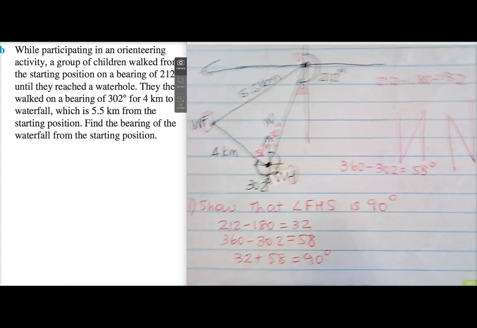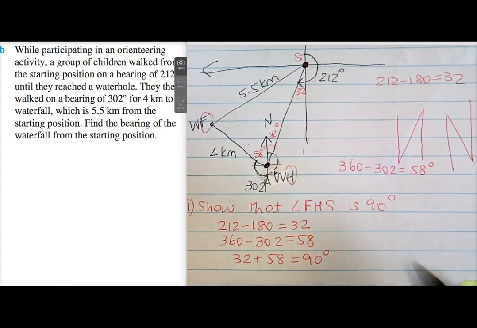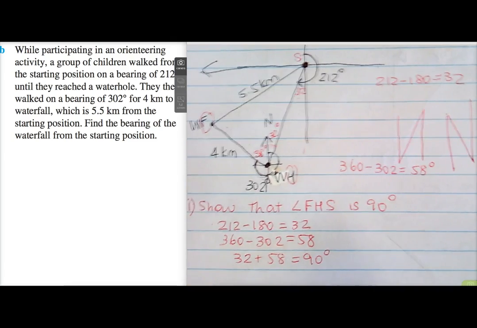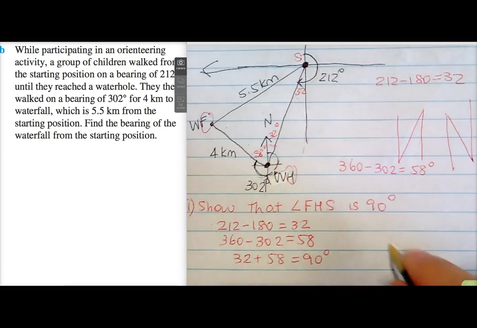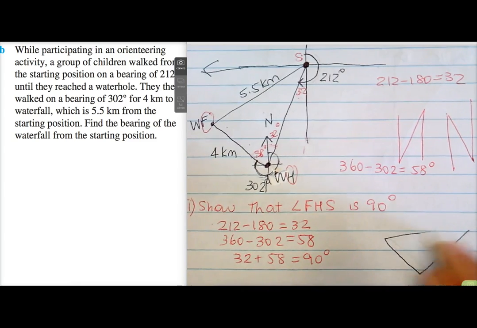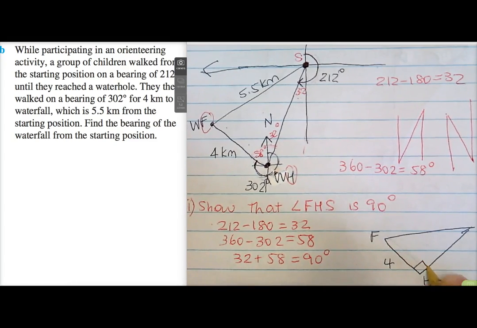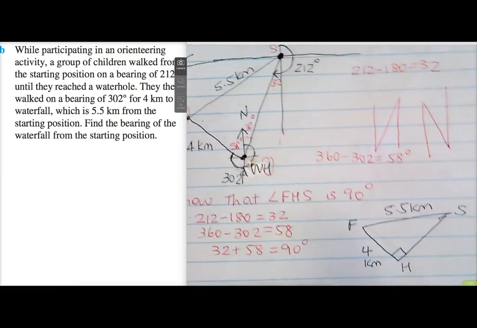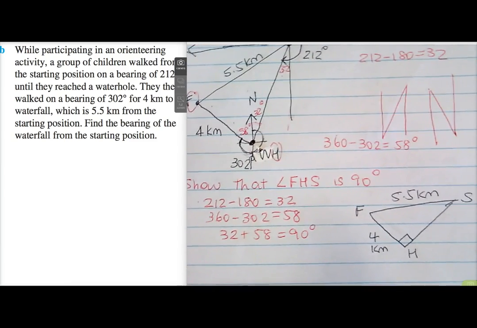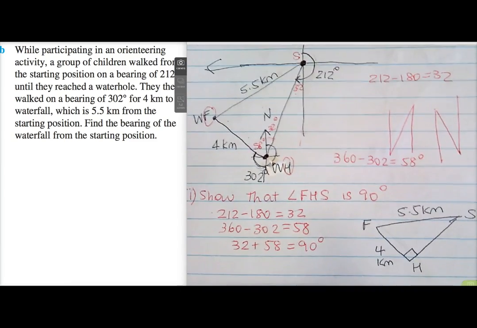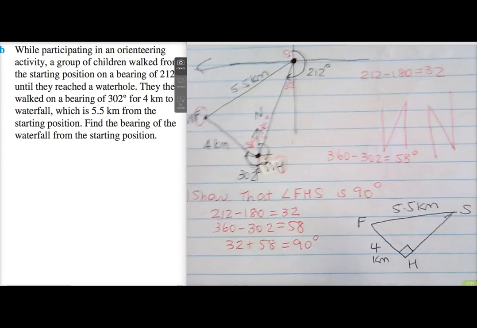Now you draw the triangle again with the proper right angle in there so that you can actually do something with it. So I've got S, water hole, waterfall, 4 kilometres, that's a right angle, 5.5 kilometres, and they're asking for the bearing of the waterfall from the starting position.